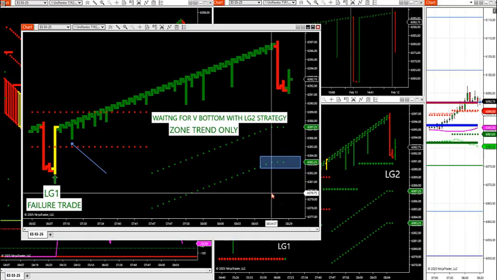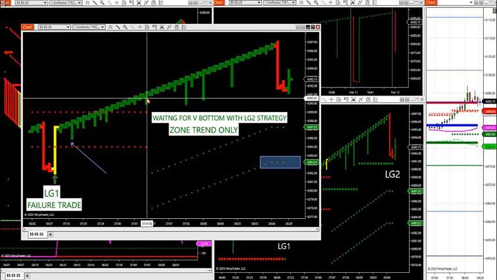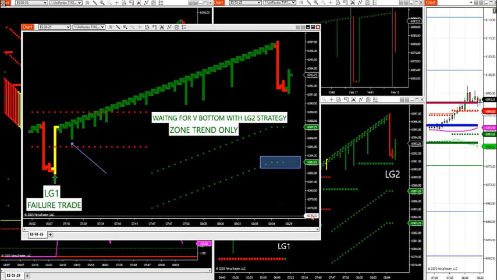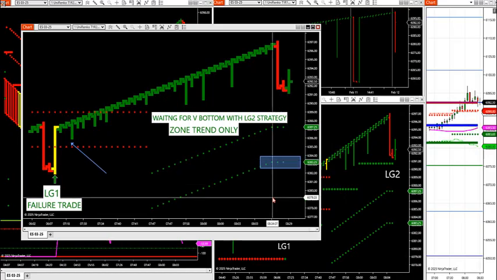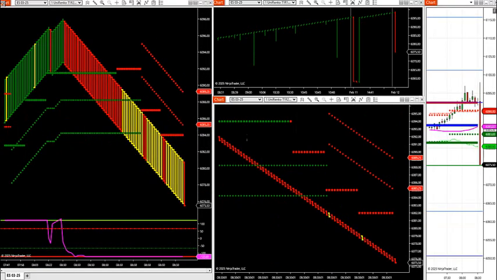That's the beautiful thing about the system. It's very straightforward. There's only a couple of setups: LG1 and LG2. That's it. You have either a failure trade with a yellow trigger breaking through the zone, or you have a trend trade, only going with the dual trend filter. And that's it. All right, so news comes out in 1 minute. We'll let the market sell down after news, and then we'll go to work and look for a V bottom with overall trend direction.